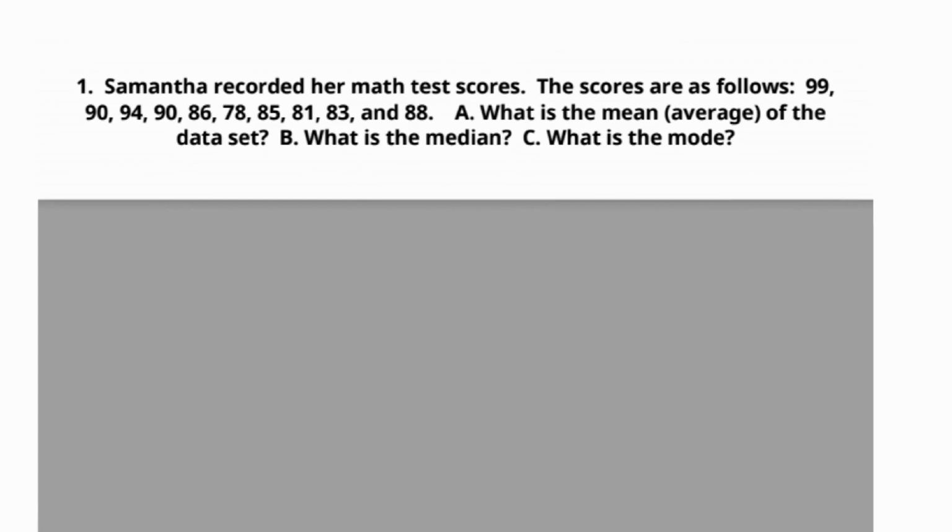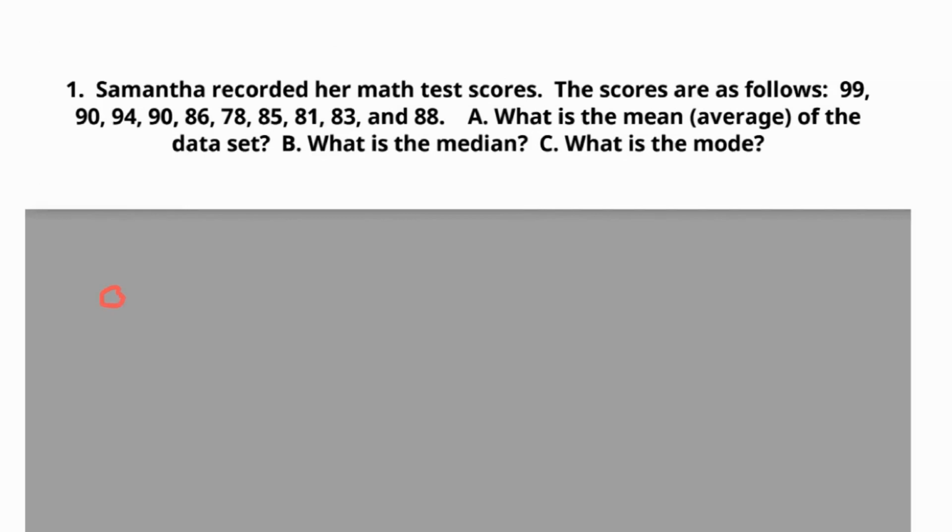So I have all these numbers, and we're going to do letter A first. 99 plus 90 plus 94 plus 90 plus 86 plus 78 plus 85 plus 81 plus 83 plus 88. Once you add up all those numbers, you divide it by how many numbers there are.